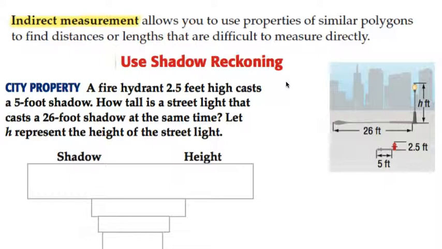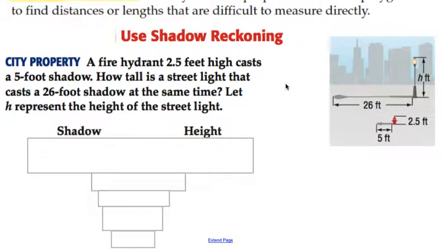So one of the ways we can use indirect measurement is called shadow reckoning. It's basically comparing the shadow of an item to its original size so that we can find the height of something else that's difficult to measure.